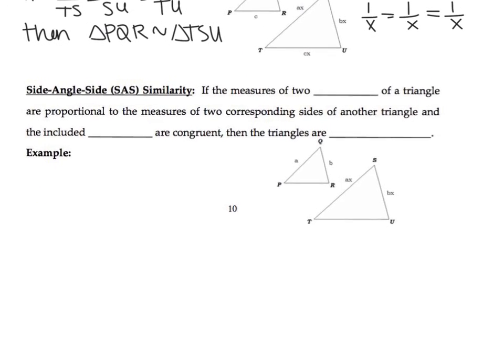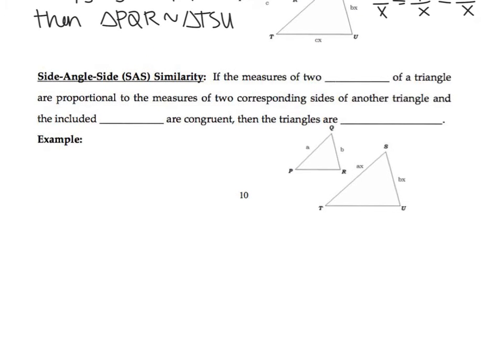And our last similarity is side-angle-side similarity. So if the measures of two sides of a triangle are proportional to the measures of 2 corresponding sides of another triangle, and the included angles are congruent, then the triangles are similar. In our example here, we know the sides of PQ and QR and TS and SU. So the included angles would be Q and S.